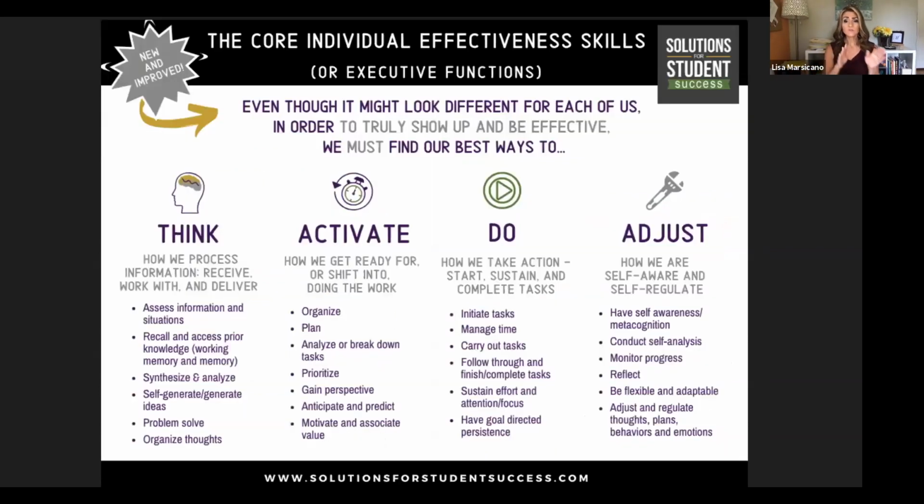So really quickly, I do like to show this model of executive functioning or effectiveness. This is what it takes in life. We are not just talking about school. We're talking about skills that are going to actually last you throughout your life. So college, career, beyond. So thinking, activating or getting ready, doing and taking action, and then making those adjustments that you need.